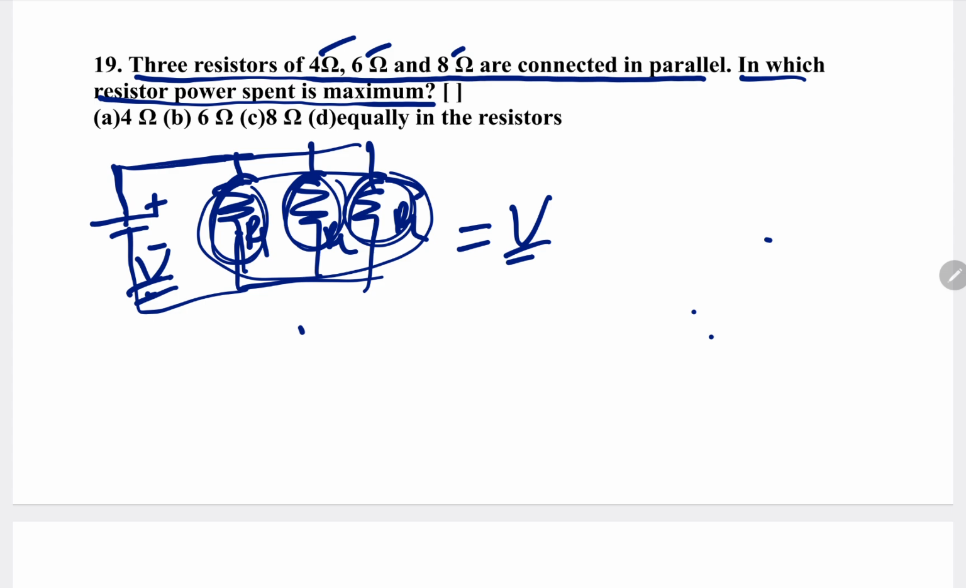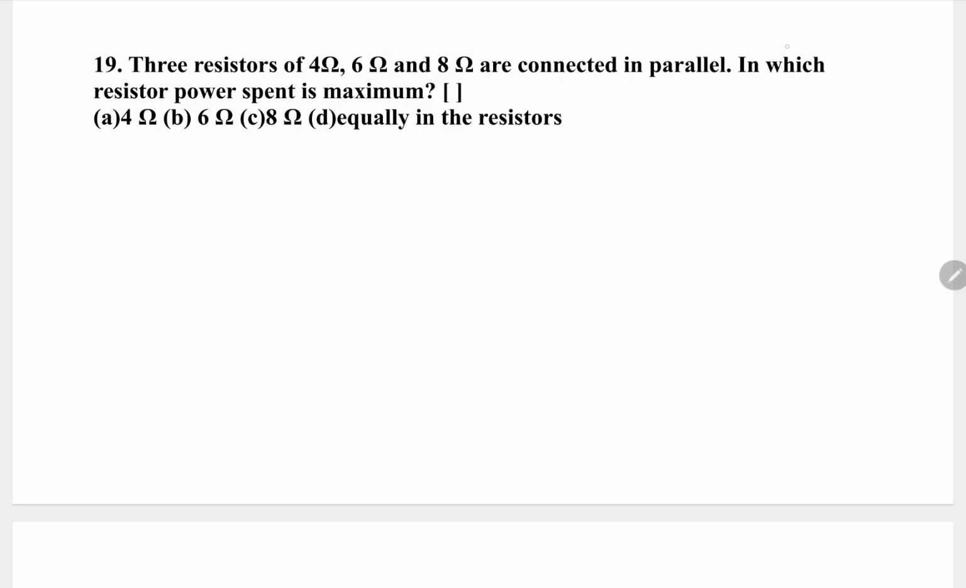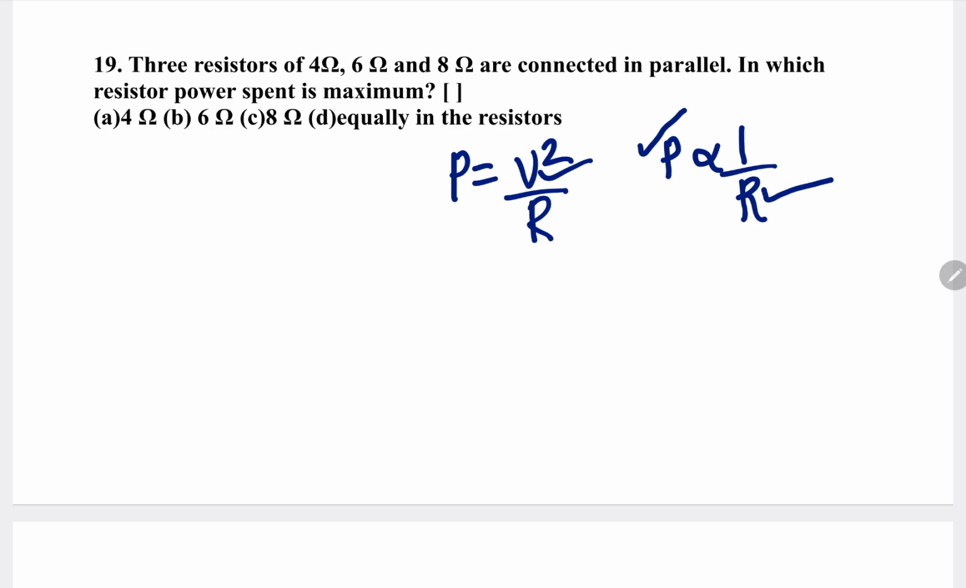So in which resistor the power spent is maximum, we need to find. What is the power spent formula? P is equal to V square by R. As the voltage is the same in all the resistors, V is the same, then P is directly proportional to 1 by R. It means if the resistance value is small, then power spent will be maximum.